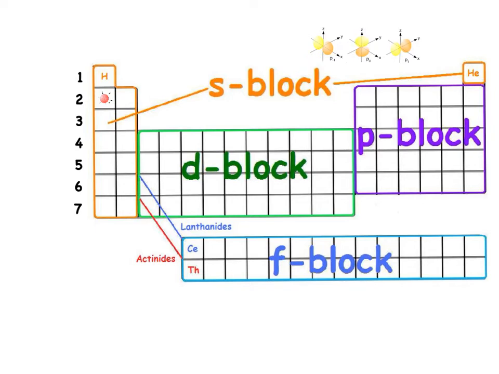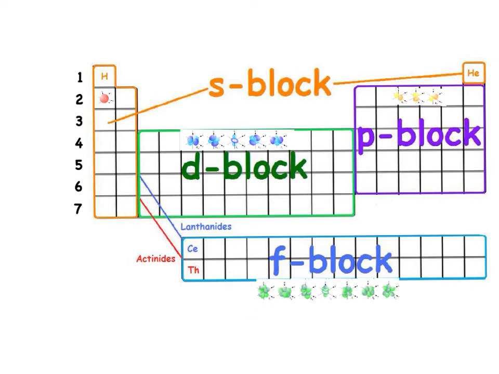And in any given energy level, you would find 3 P orbitals. In the D block, we have the corresponding D orbitals, and there are 5 in a given energy level. And finally, in the F block, we have the corresponding F orbitals, and there are 7 of them.